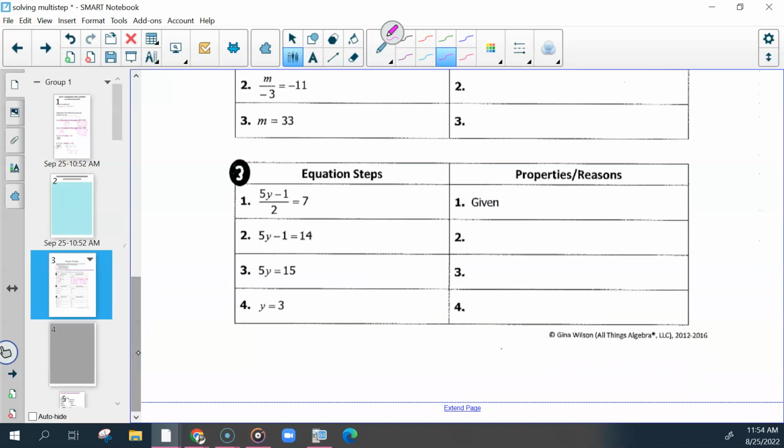Right. For number 3, we're looking at this equation. And then from here to here, what changed? And what did they multiply? They multiplied 7 times the 2. So this 2 that was being divided, they multiplied 2 on both sides. These 2 canceled each other out, became 1. And then on the other side, that's how we got 14. So multiplication property of equality.